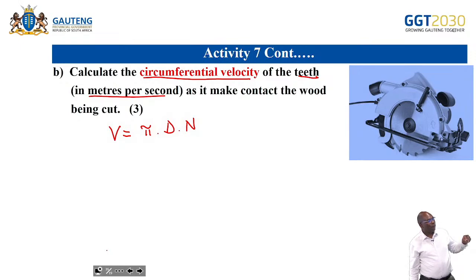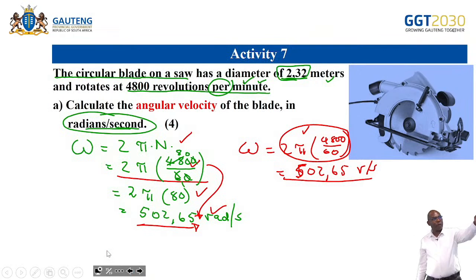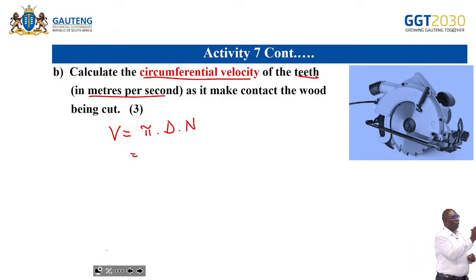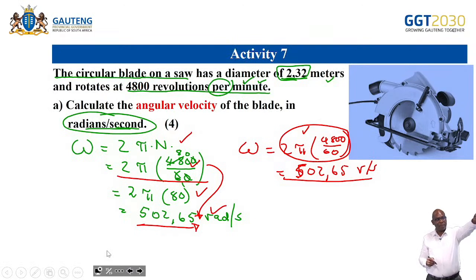So remember, my diameter, if I can quickly go back here, is 2.32 meters and it's rotating at that. So I've got my diameter, I've got my number of rotations, so that I can do that second question. So substitute there, I'll have pi multiplied by my d, which is 2.32 meters. Then I've got my number of revolutions. Remember, they also wanted meters per second. And if I check my question here, the diameter is given in meters, no problems there. And this is given per minute.